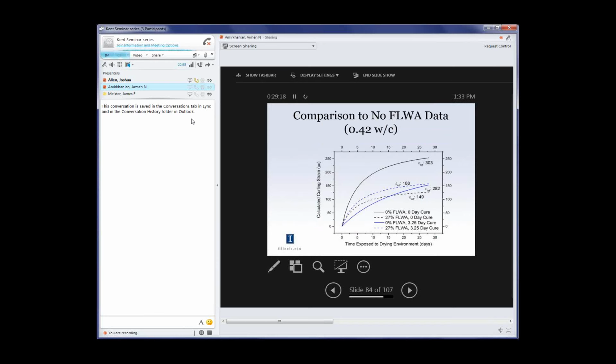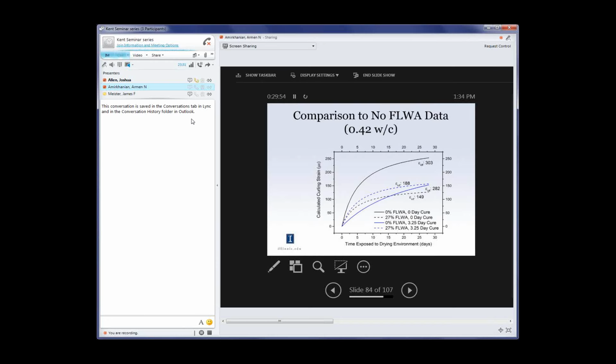So the black lines are 0% and 27% with no moist curing. The virgin one shot up tremendously. It had the highest curling of any mix we tested, which makes sense. It wasn't cured at all with water. It has no internal water to help curing. So as that water leaves, the pore stress has become very high. And when we add 27% lightweight, we see a huge reduction in curling because we have an additional source of water, even though it wasn't moist cured at all.